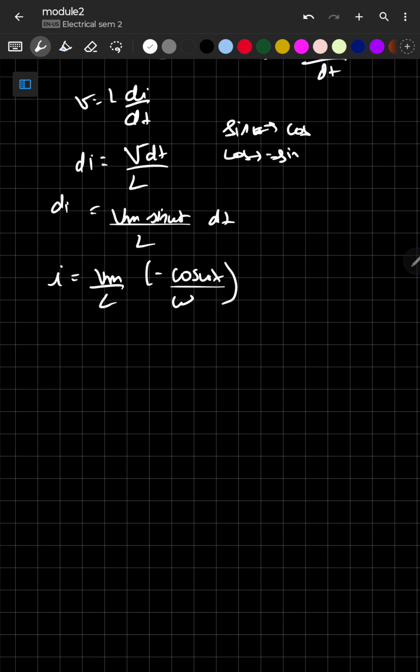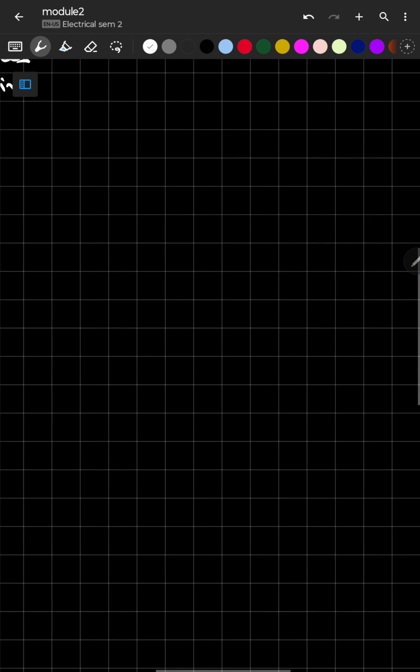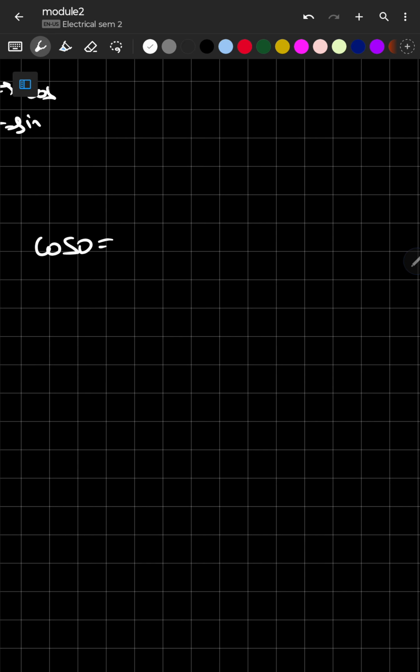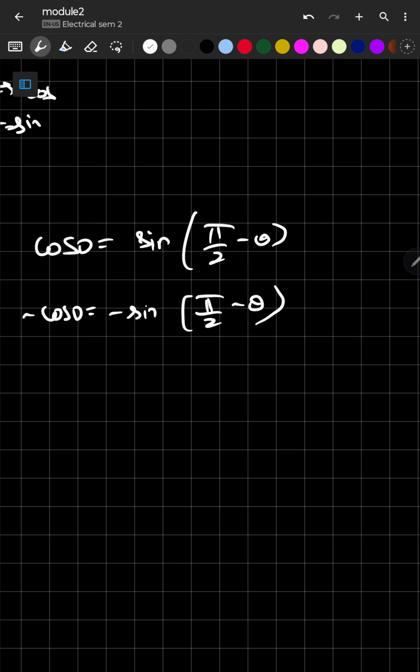This much you understood. Now always for pure inductive and pure capacitive we want it in the form of pi by 2 type. This is a tricky part. Okay, listen. Cos theta equals sine of pi by 2 minus theta. So minus cos theta will be minus of sine pi by 2 minus theta. That can be written as minus cos theta equals sine of theta minus pi by 2.